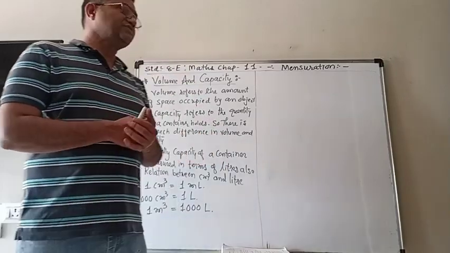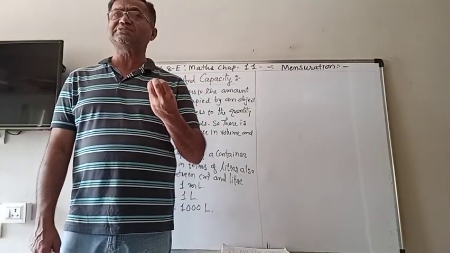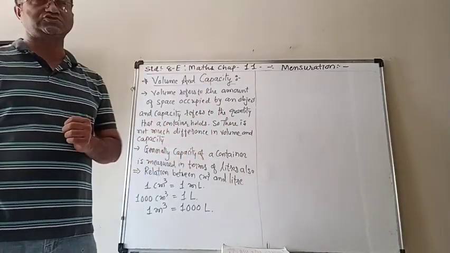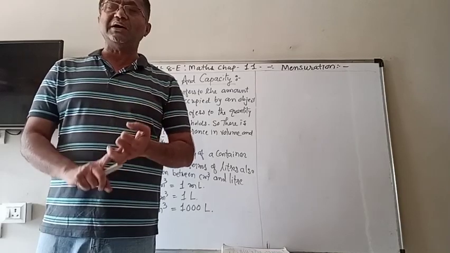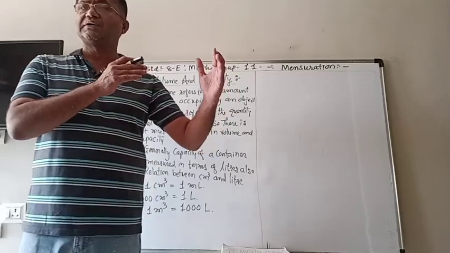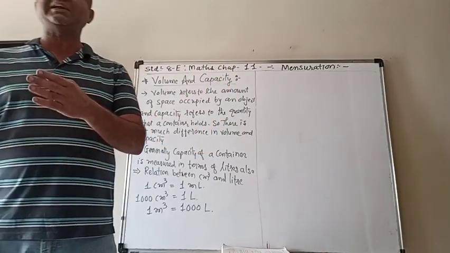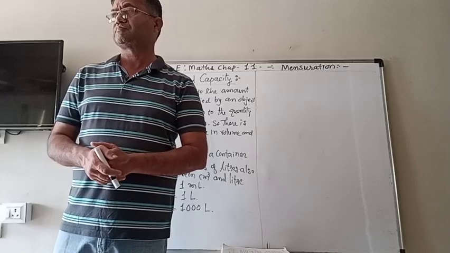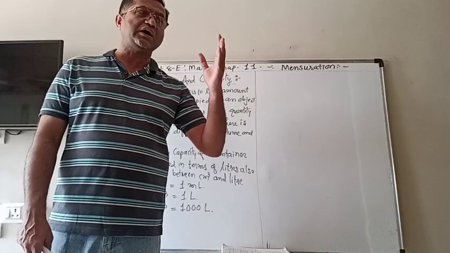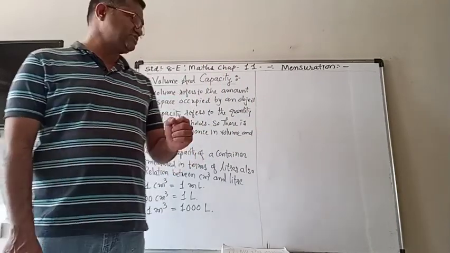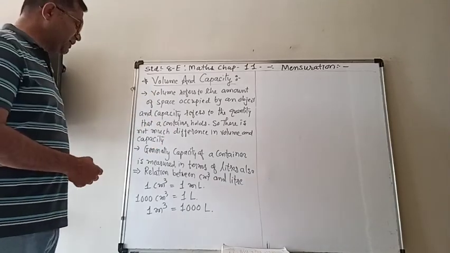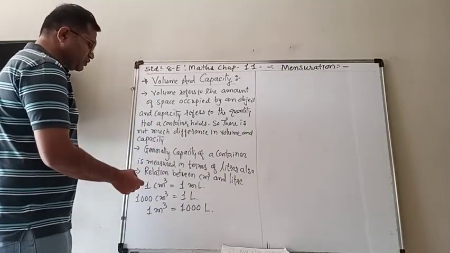So the capacity, as I told you, is sometimes expressed in terms of liters also. Now we must know how to convert centimeter cube or meter cube into liters and milliliters. So there are some relations between volume and capacity, between centimeter cube, meter cube and liter. For that, these three are the basics you have to remember.